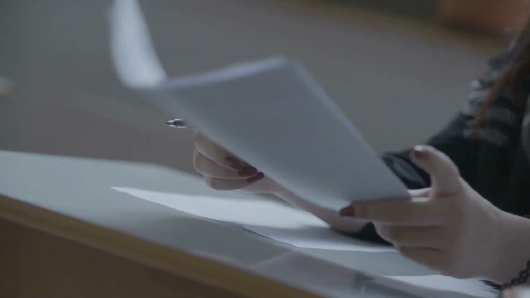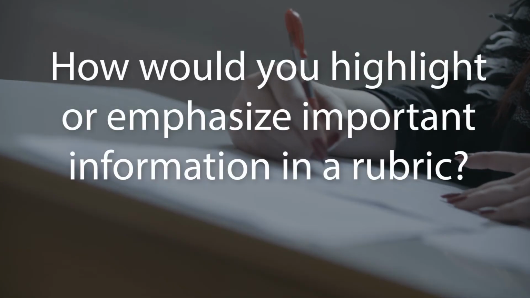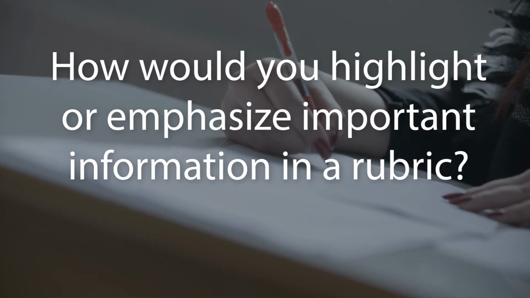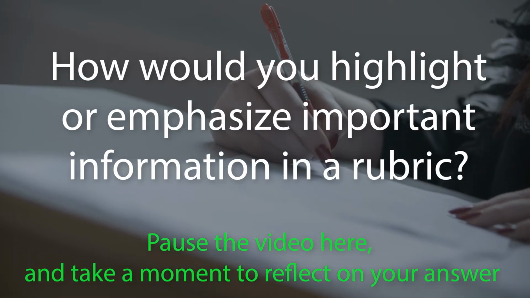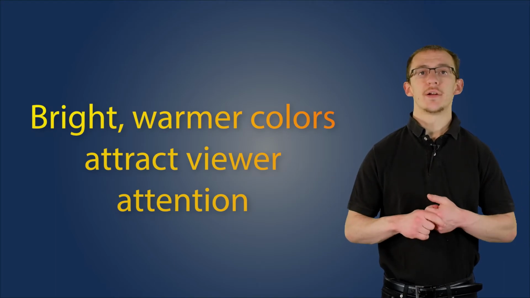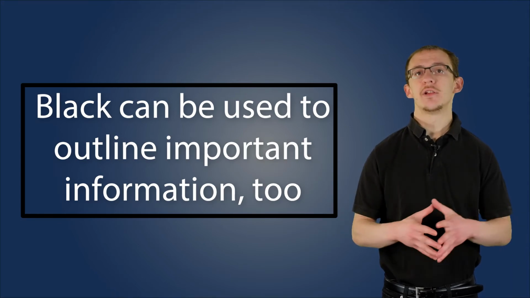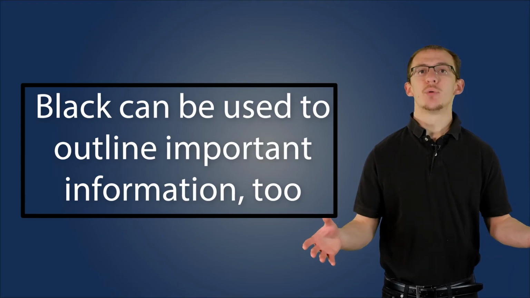Let's say that there's a really important set of instructions in a prompt or a rubric for a project, and your students always skip that one particular instruction. How would you highlight it so that it's more likely to draw their attention? That's right. Warmer colors, like red and yellow, are reminiscent of energy and vibrance. Bright, warmer colors, like orange, grab the viewer's attention. You can even use black to outline the location on your screen, or use a black border around an orange or yellow highlight.